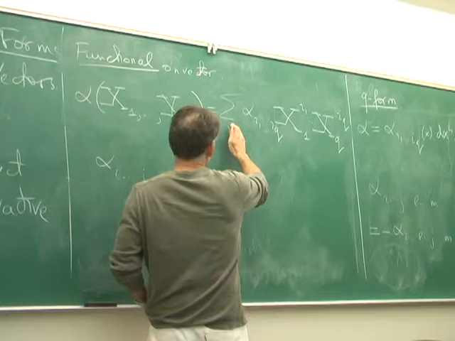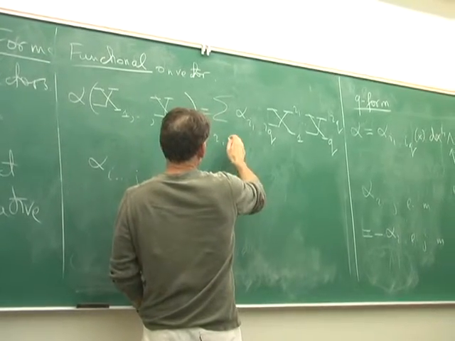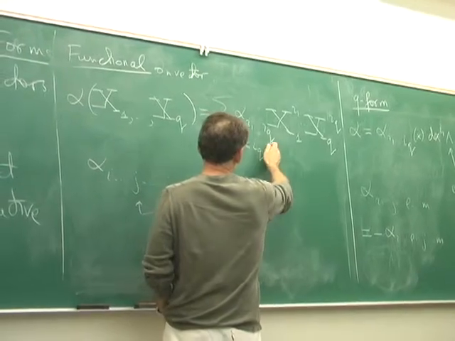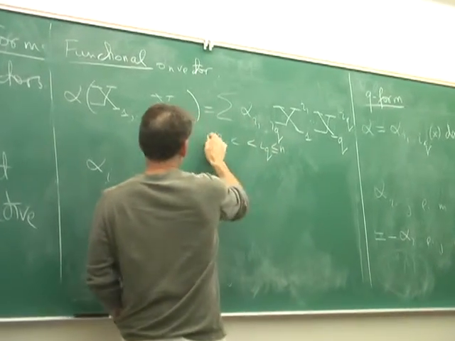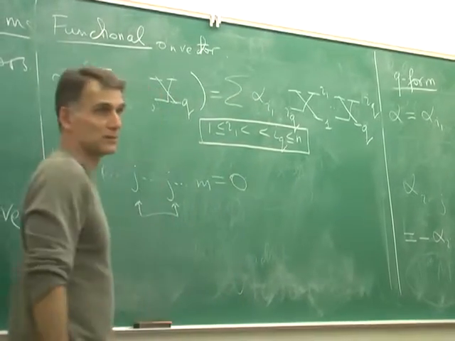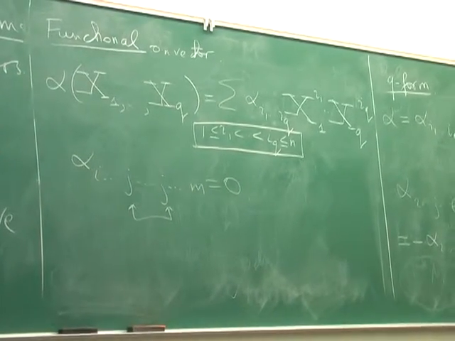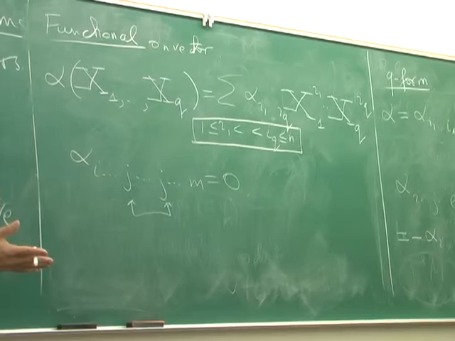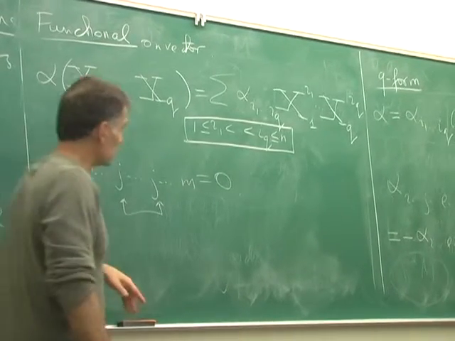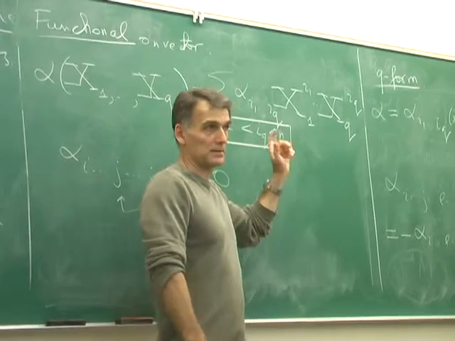So the summation will go I1 less than I2 less than I_Q, which is less than or equal to n and greater than or equal to 1. Whenever you have forms, it's always a summation over indices in increasing order. Is that clear? So the number of independent components is greatly reduced by this antisymmetry.